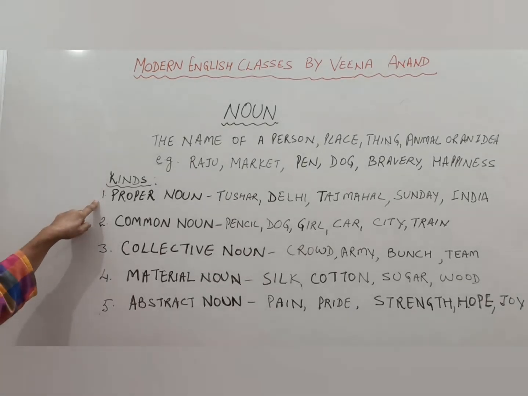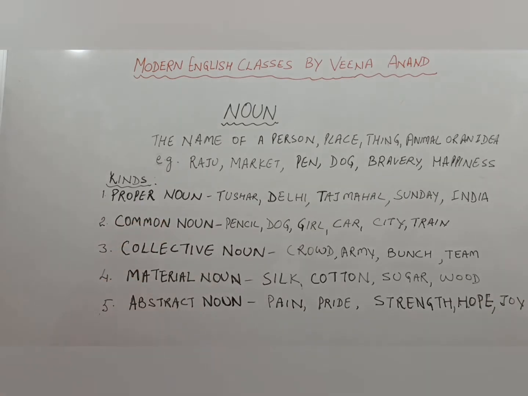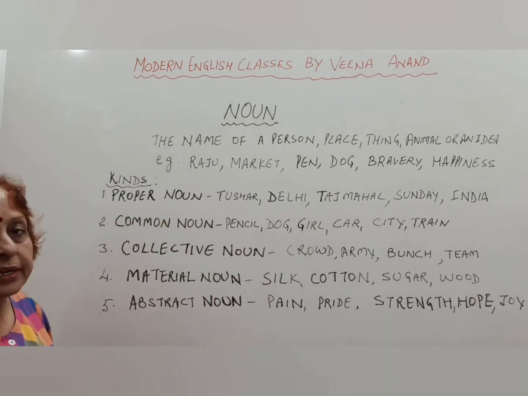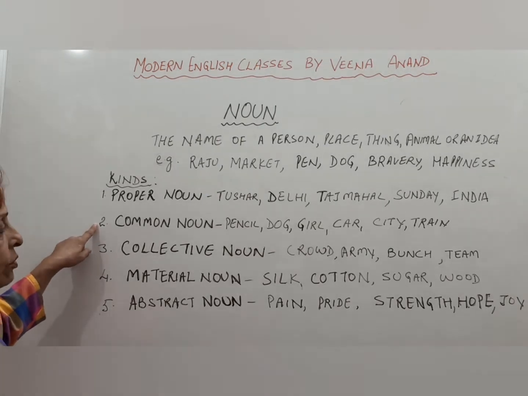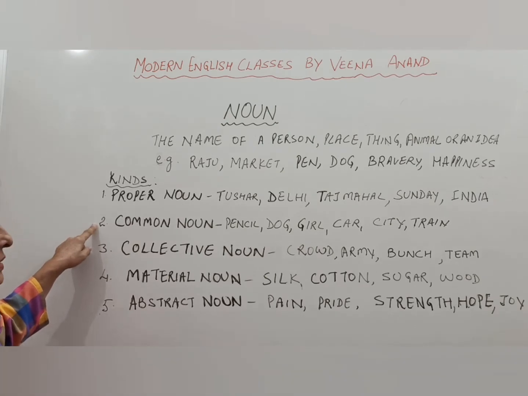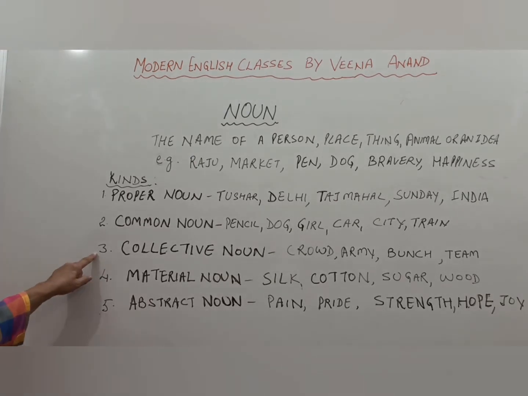Now let us see how many kinds of noun there are. Number 1, proper noun, which is the name of a person, place or a building. For example, Tushar, Delhi, Taj Mahal, Sunday, India. These are all examples of proper noun. Then we have number 2, common noun, common things like pencil, dog, girl, car, city, train. Then number 3 is collective noun, which represents a group. For example, crowd, army, bunch, team.